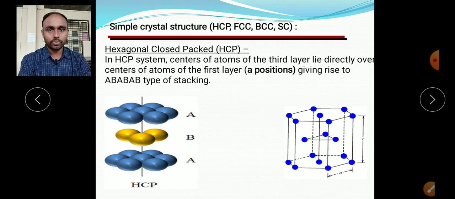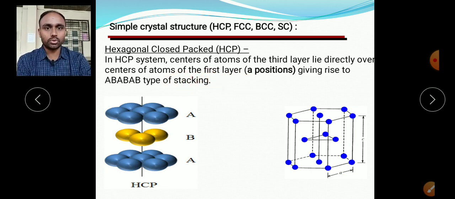But first of all we have to understand the crystal structure, or unit cell structure, of this hexagonal close packed unit cell. In short we call it HCP, like BCC, FCC and SC. HCP means hexagonal close pack. So in the HCP system, centers of atoms of the third layer lie directly over centers of atoms of the first layer positions, giving rise to AB type stacking. So it's a stacking like structure.